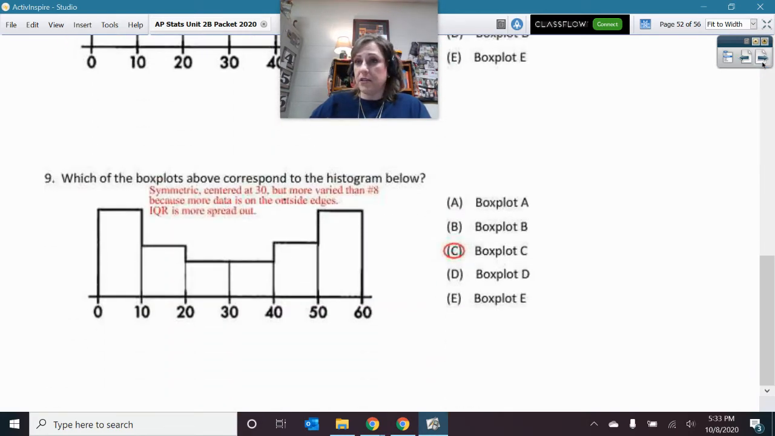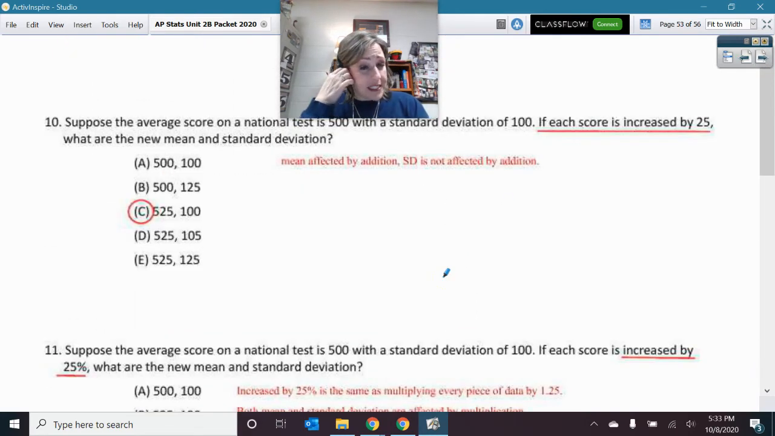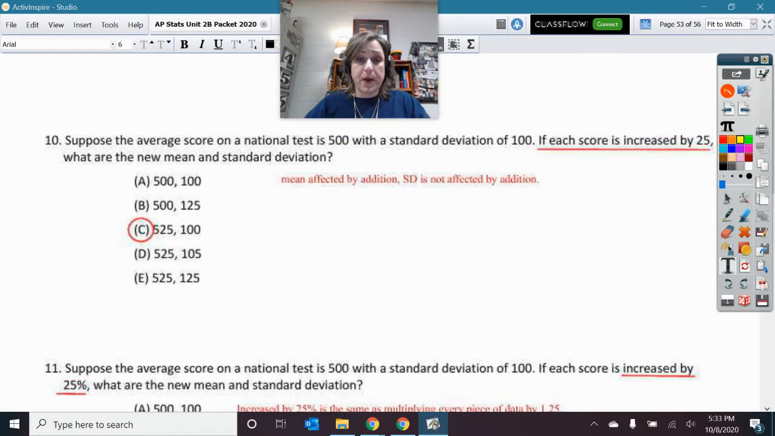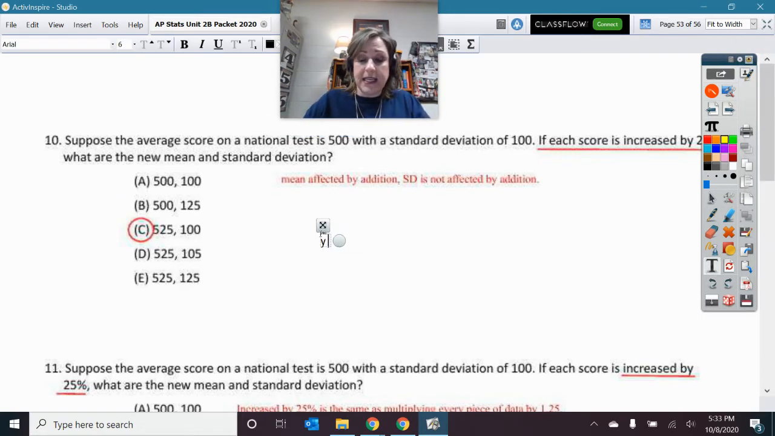All right, moving on. Number 10. Okay, here, this is the key that you have got to know: if each score is increased by 25, the mean is affected by addition, but the standard deviation is not. Now, what does affect standard deviation? Only multiplication. So, just FYI, if we had a function like y equals 3x plus 10, then the new standard deviation would be 300, not 310.